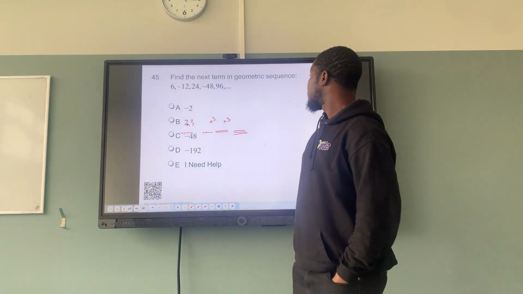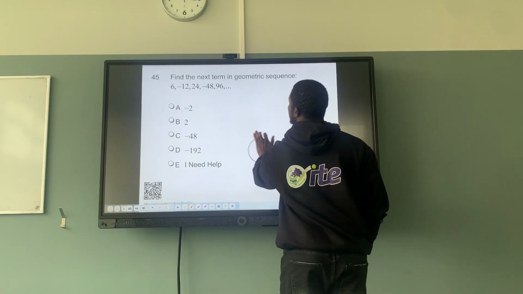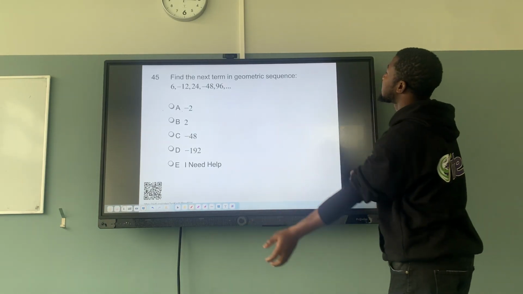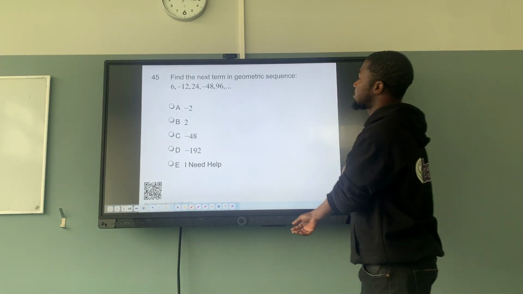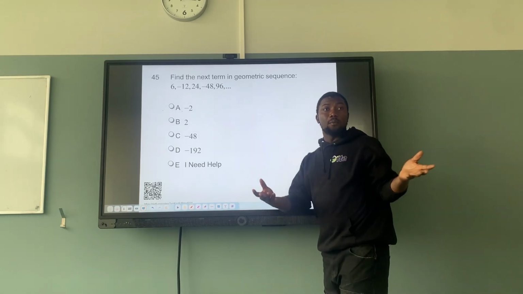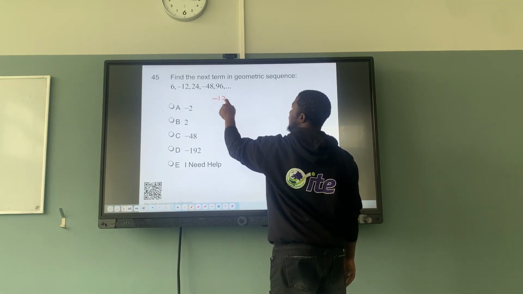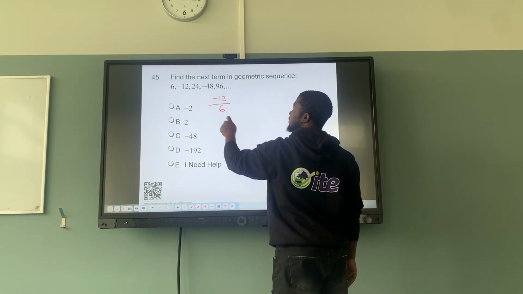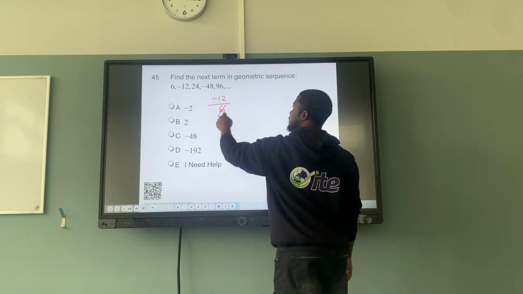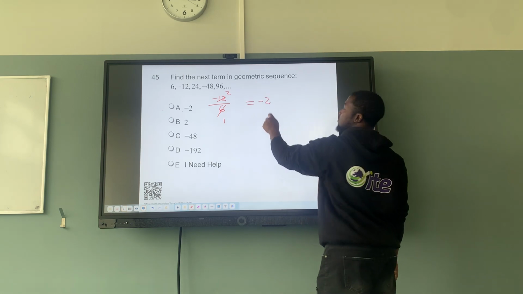So take a moment to find the next term in this geometric sequence. First you need to find out what the common ratio is. To find the common ratio, the second term is minus 12. When we divide that by 6, 6 goes into 12 two times. So what you have is minus 2.